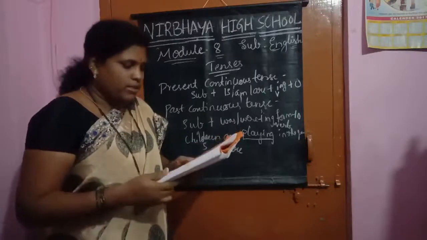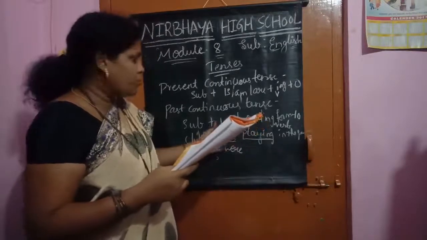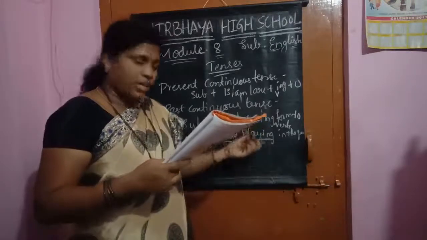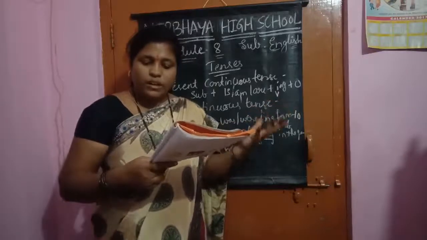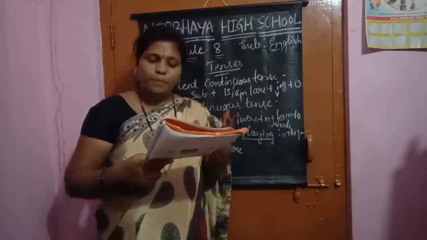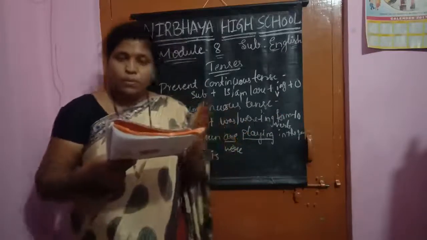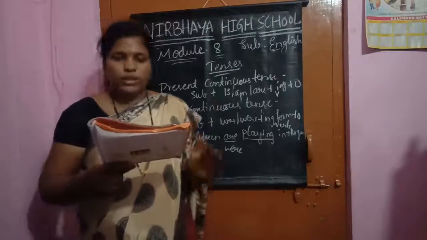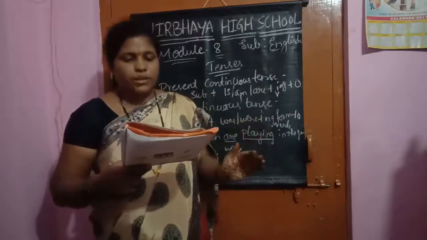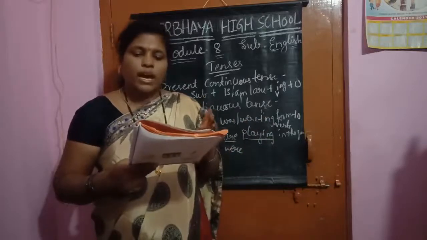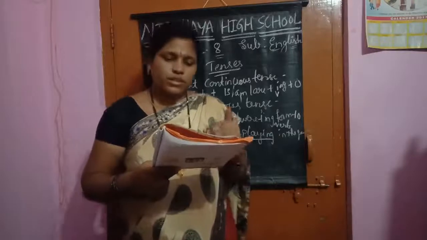Okay, children. See here. Here also use was. You should use was with I, he, she. We will use was with them, and were we will use with you, we, they and plural forms. For the singular nouns we should use was. For the plural nouns we should use were in the past continuous tense. And in the present continuous tense, for singular nouns we will use is, and for plural nouns we will use are. Understood, children?